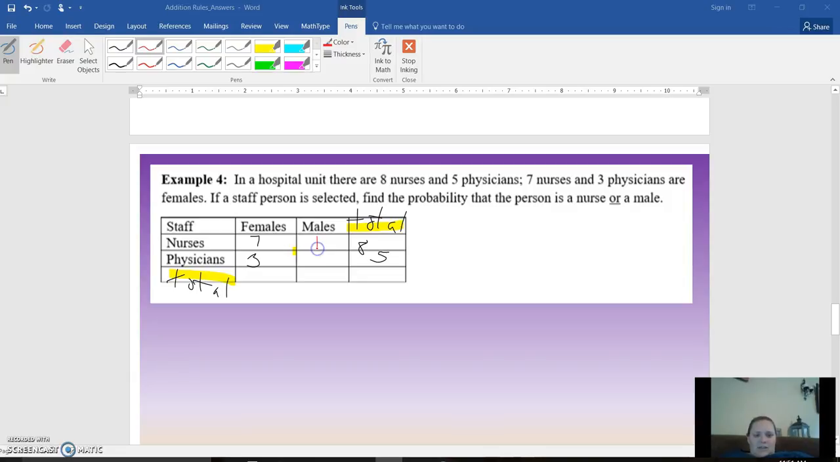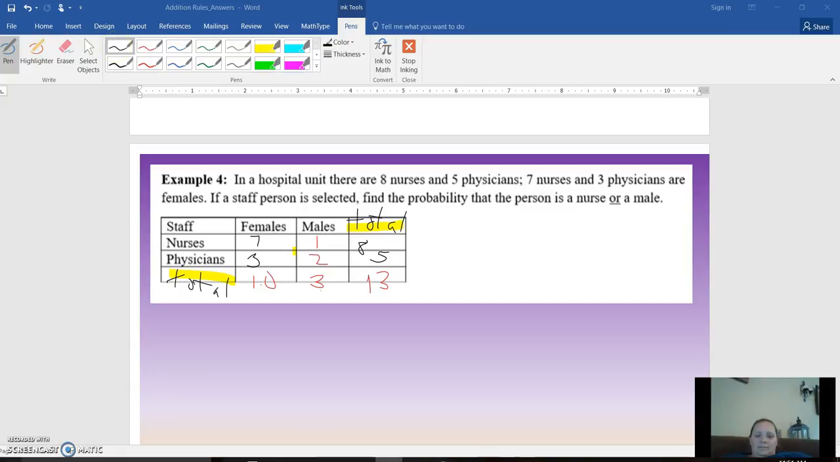All right, so if there's 8 total, that means there's 1 male there. And if there's 5 total, there's 2 right there. 7 plus 3 is 10. 2 plus 1 is 3. 8 and 5 is 13. And then 10 plus 3 is also 13. Okay, so I finished the chart.